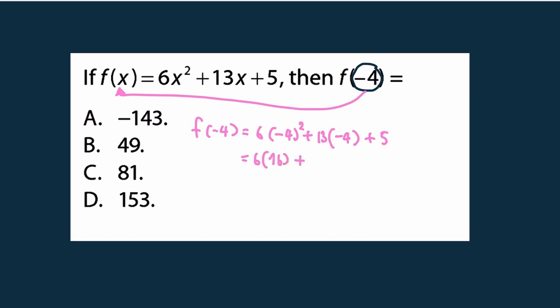And plus 13 times minus 4, 13 times minus 4 is minus 52, right? And plus 5. So 6 times 16 is 96, minus 52, plus 5. 96 minus 52 plus 5 is 49. This is the example question of how to evaluate functions.